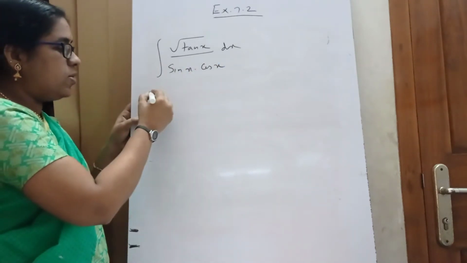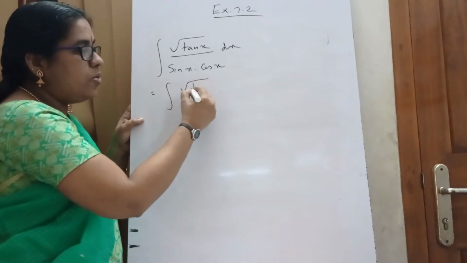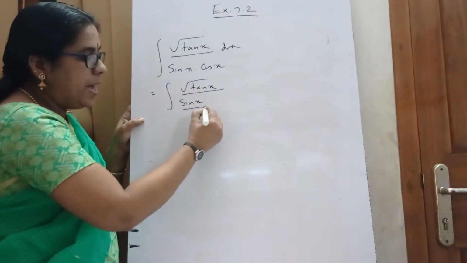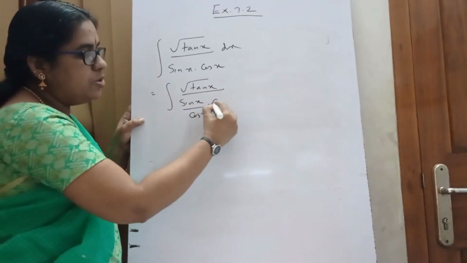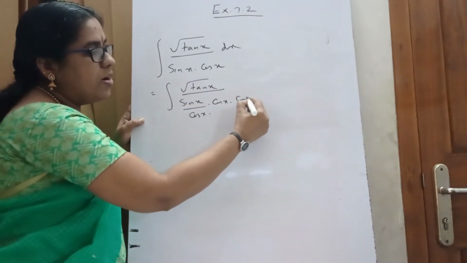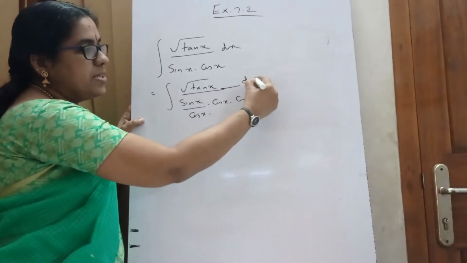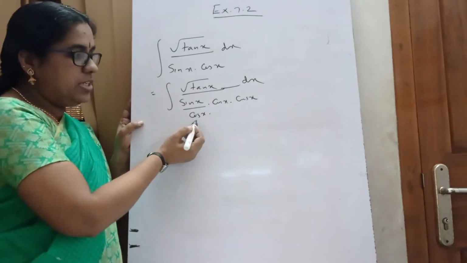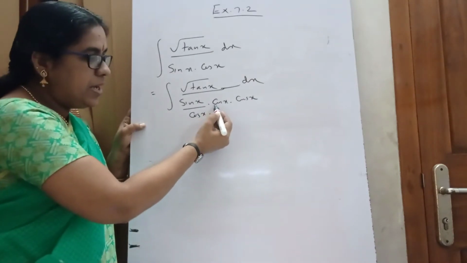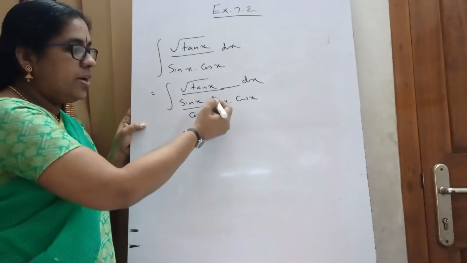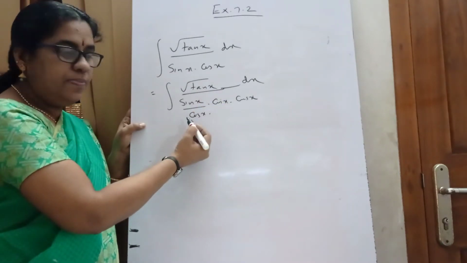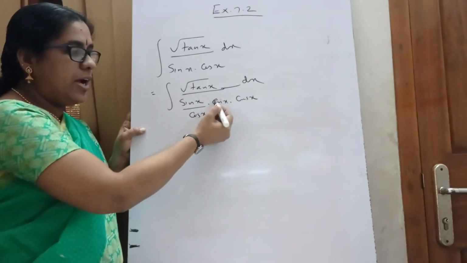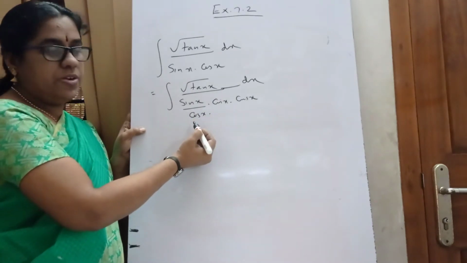That is equal to integral root tan x divided by sin x by cos x into cos x. Already one cos x is there. Into dx. Here the first step is we have to multiply and divide the denominator by cos x. It will get cancelled. Net effect is 1. There will be no change for the given integrand. So multiply and divide by cos x in the denominator only.